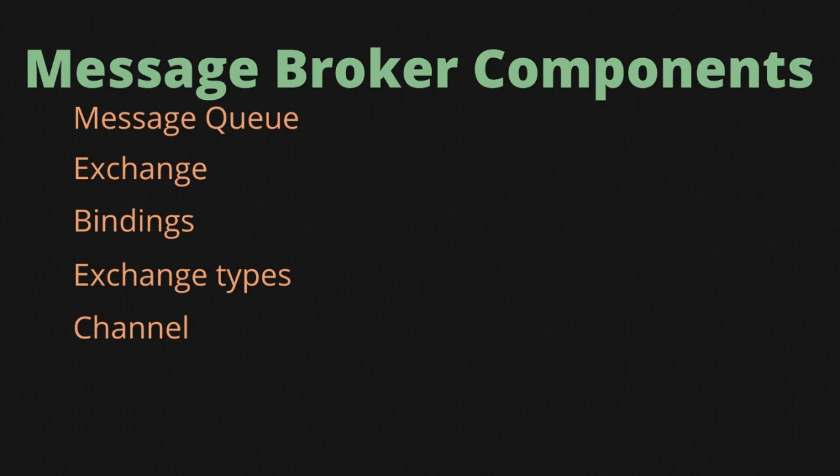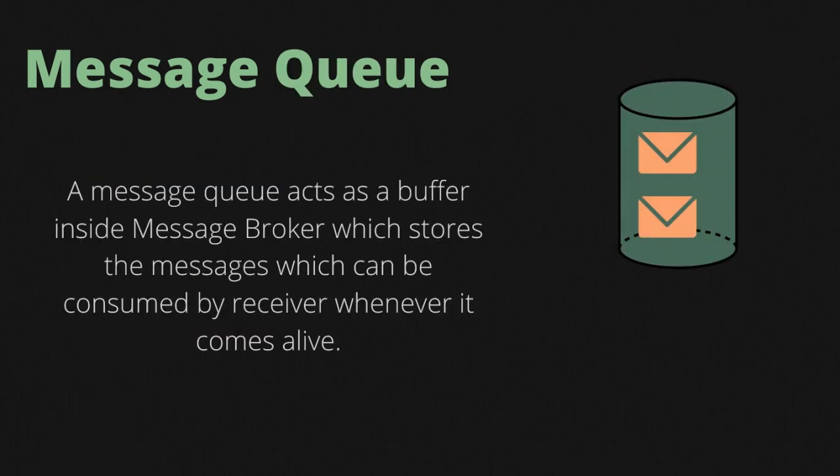In the previous demo we just saw a simple application where a producer is using a message broker and a consumer is reading those messages. First let's see the components in a message broker: message queue, exchange, bindings, exchange types, channel. We will learn all these topics one after another. Let's start with message queue. A message queue acts as a buffer inside the message broker which stores the messages which can be consumed by the receiver whenever it comes alive. You can set different types of configurations for a queue, such as durable, auto-delete, and exclusive. We will learn these as well when we start the demo.